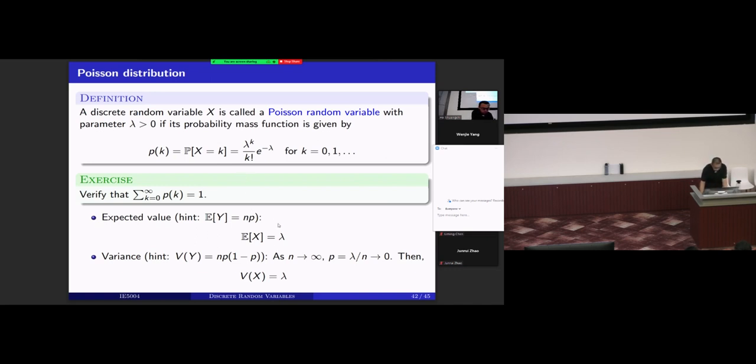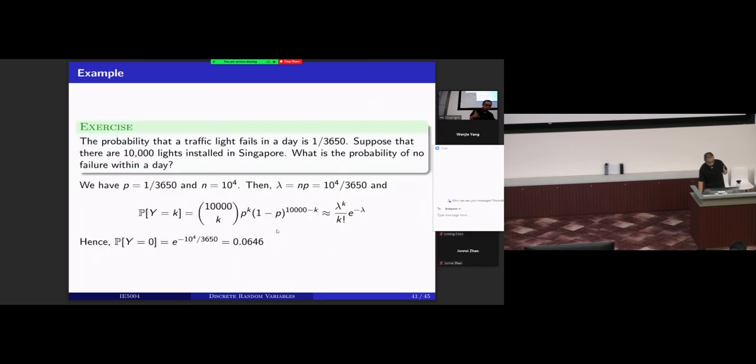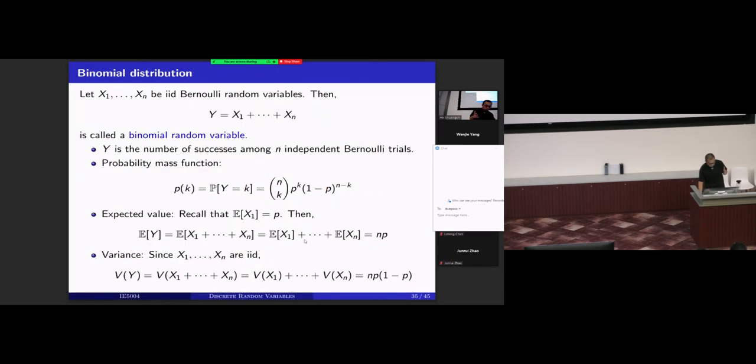So maybe let's recall, how did we get this Poisson distribution? What we did just now is flip a coin many, many times. And this Poisson distribution actually is a limit case of a binomial distribution, right? For the binomial distribution, we know that the expected value is n times p. Here, we think of the Poisson distribution as a limit case of the binomial distribution with p extremely small, n extremely large, but n times p moderate, equal to lambda, right? So accordingly, you would expect the expected value of this Poisson random variable to be equal to lambda, right?